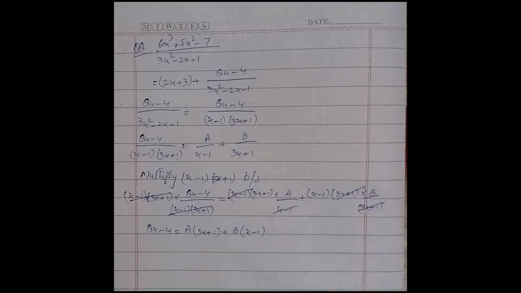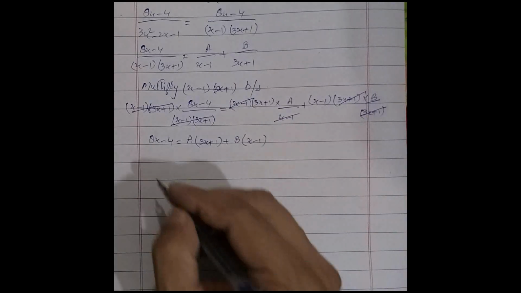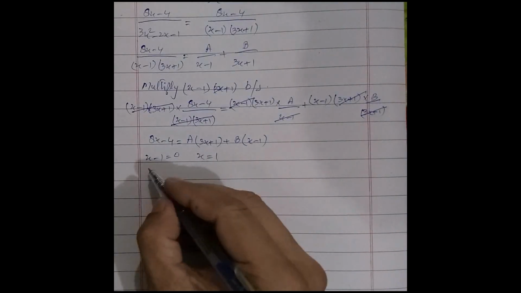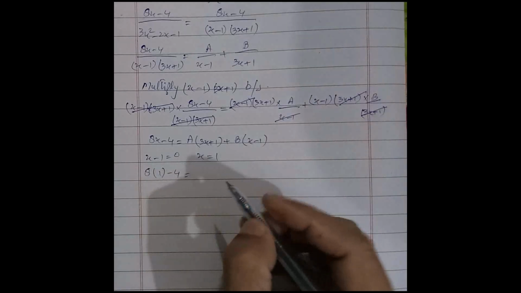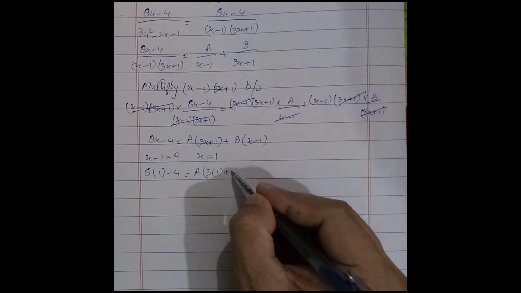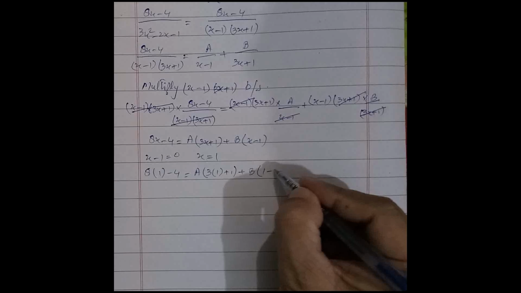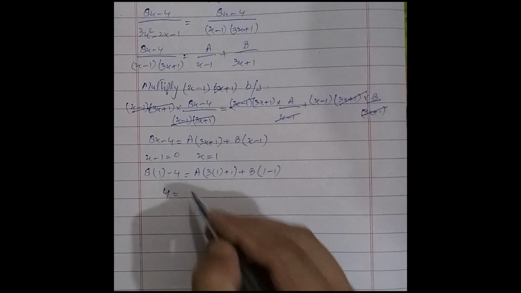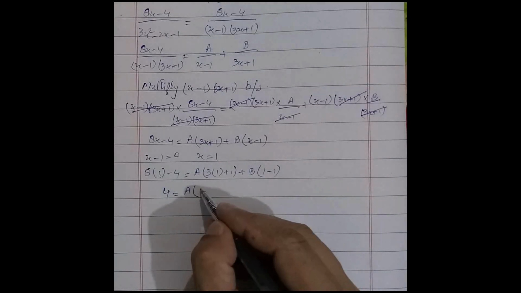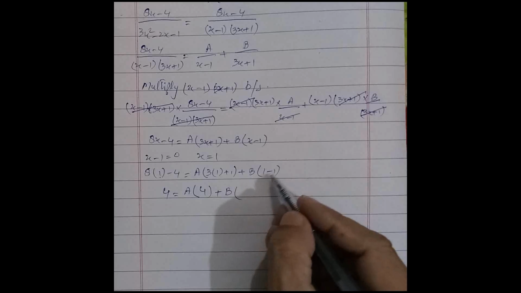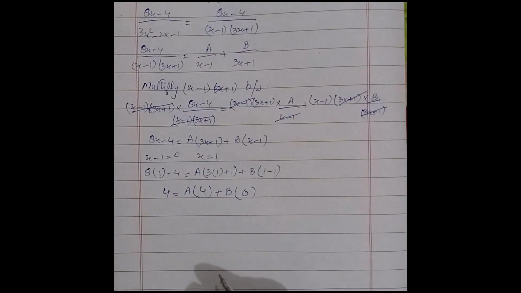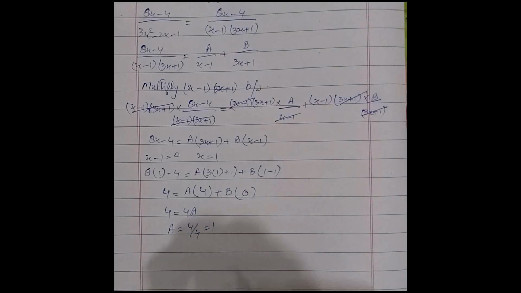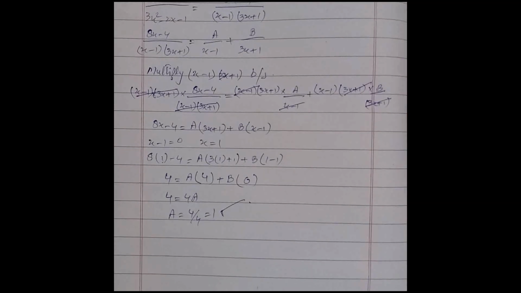And this is the equation. And we further solve these values by putting x minus 1 is equal to 0 and x is equal to 1 in the equation. 8 into 1 minus 4 is equal to a, 3 into 1 plus 1, plus b, 1 minus 1. Now simplify these values. 8 into 1 is equal to 8 minus 4 is equal to 4 equal to a, 3 ones are 3 plus 1 is equal to 4, plus b, 1 minus 1 is equal to 0. Now simplify further. 4 is equal to 4a and a is equal to 4 over 4 which is equal to 1, and it is the value of a, question 8.